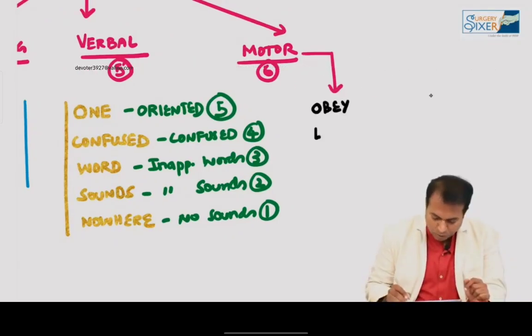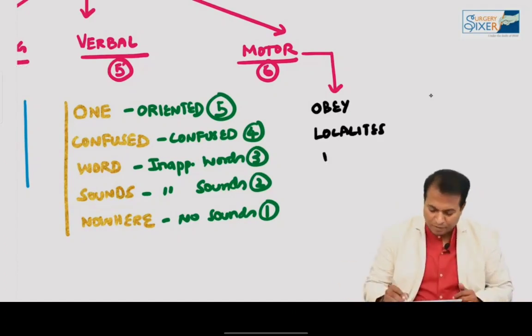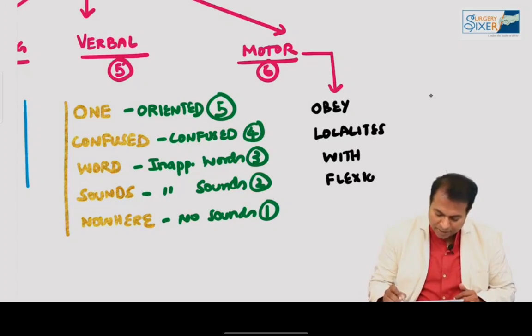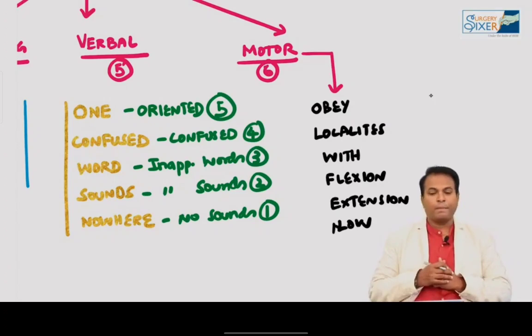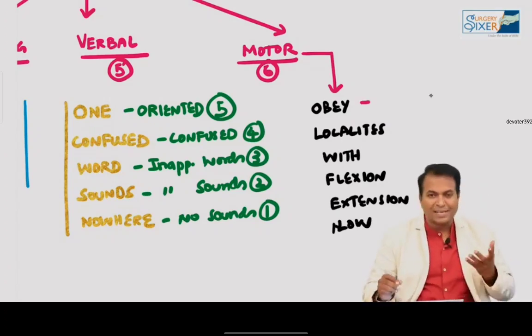Obey, localize, with flexion, extension, nil. Obey, localize with flexion, extension, nil is the mnemonic. Very simple, you can see. Now I can make the motor response. Obeys command: I'm asking him to touch the nose, and he obeys the command.